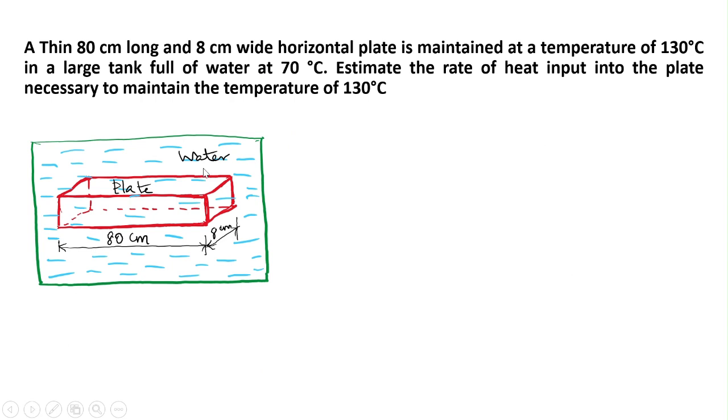Here, the problem is the thin plate, 80 centimeter long and 8 centimeter wide. The horizontal plate is maintained at a temperature of 130 degrees Celsius. Here you have the plate temperature, T wall, maintained at 130 degrees Celsius, which is kept in a large tank full of water that is at 70 degrees Celsius. So T ambient is equal to 70 degrees Celsius.